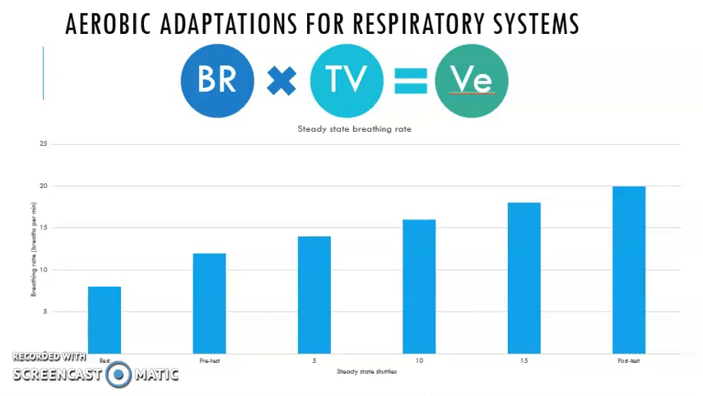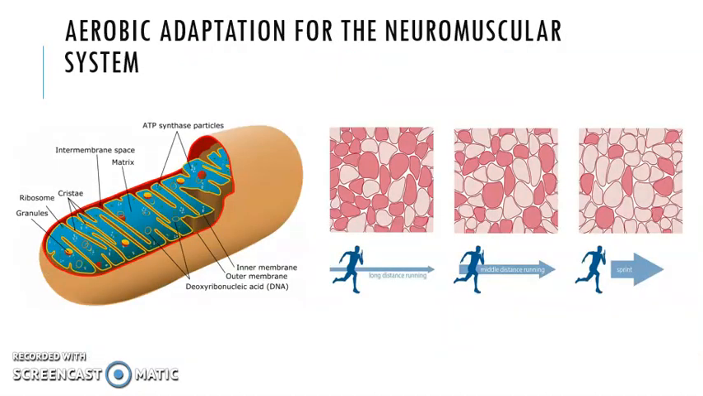For the neuromuscular system, there are also adaptations that can take place when performing moderate intensity training. So you will get an increase in the size and the number of type 1 muscle fibers that you recruit. It's likely that you will also have to use your type 2A muscle fibers, although you're more likely to recruit your slow oxidative muscle fibers.